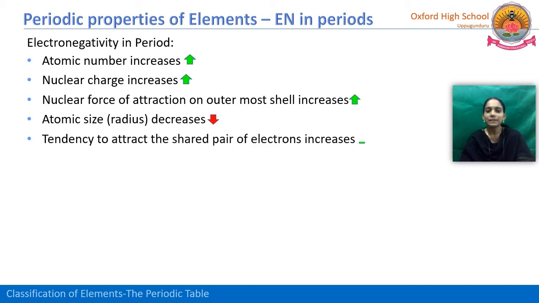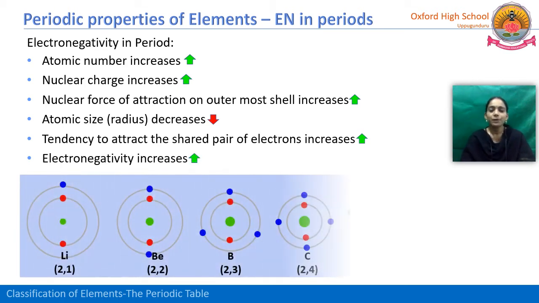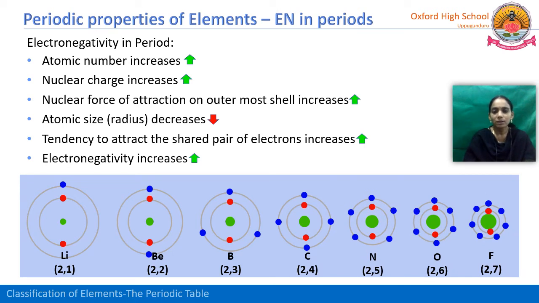Whereas here, the tendency to attract the shared pair of electrons increases. Why? Because the size of the atom decreases and the nuclear force of attraction also increases. So when an electron comes, it is easy to attract it towards the nucleus. So the tendency to attract the shared pair of electrons also increases, and this is nothing but electronegativity. So electronegativity also increases. Observe here, in a period: lithium, beryllium, boron, carbon, nitrogen, oxygen and fluorine.